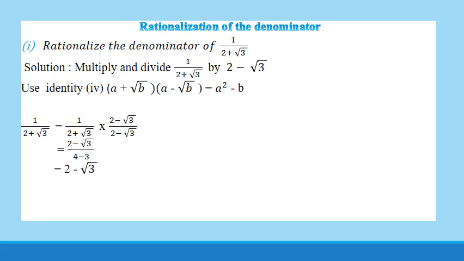Now 1 into 2 minus root 3, that is numerator, means 2 minus root 3. And if you observe the denominator, it is a plus b, a minus b. So here we will use the identity a square minus b square. That is, 2 square means 4 and root 3 square means 3. So it's 4 minus 3. So the denominator is 1. So the answer is 2 minus root 3.